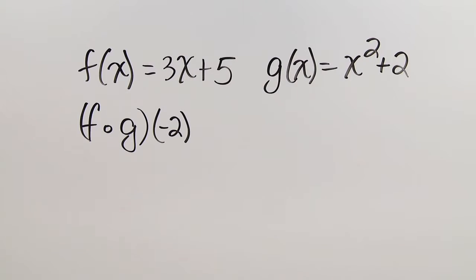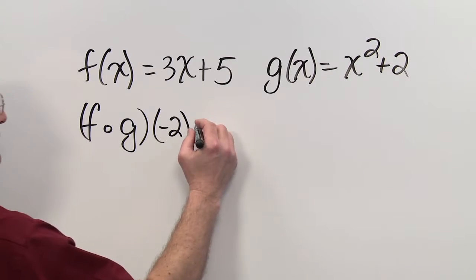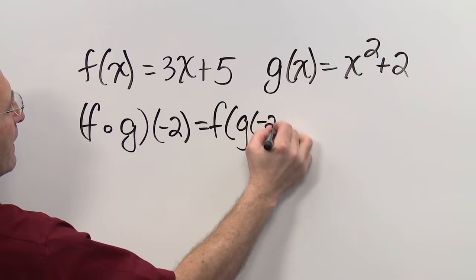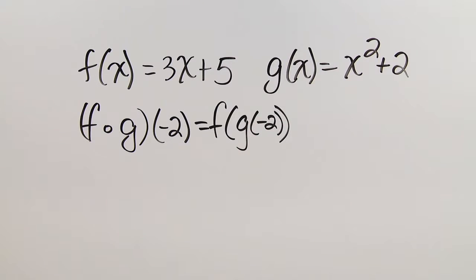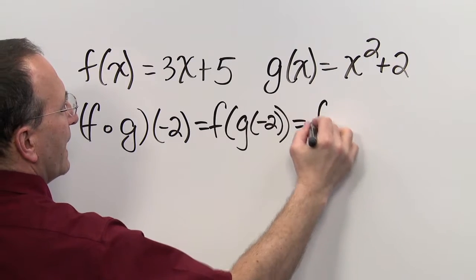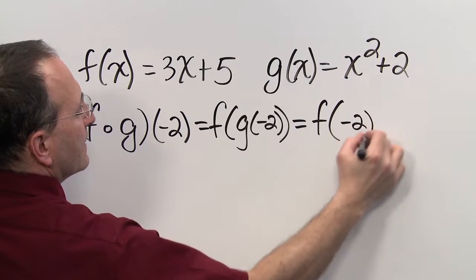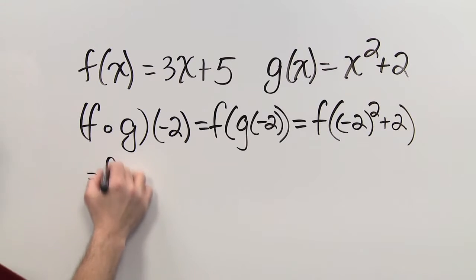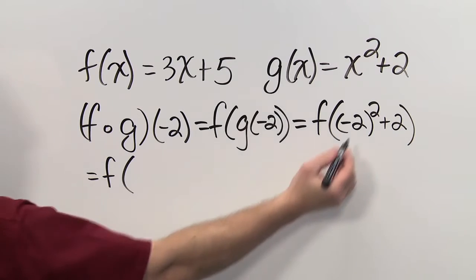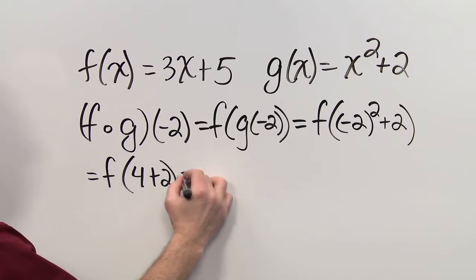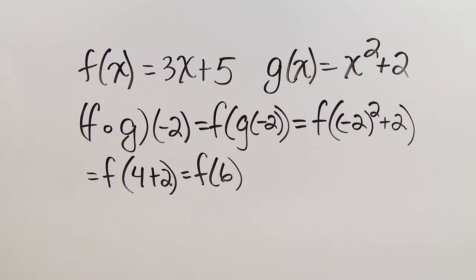For the composition of f with g of negative 2, we can rewrite that as f of g of negative 2. And that means we substitute negative 2 in place of x in the formula for g. So we have f of negative 2 squared plus 2. That's equal to f of negative 2 quantity squared, which is positive 4, plus 2, which is f of 6.